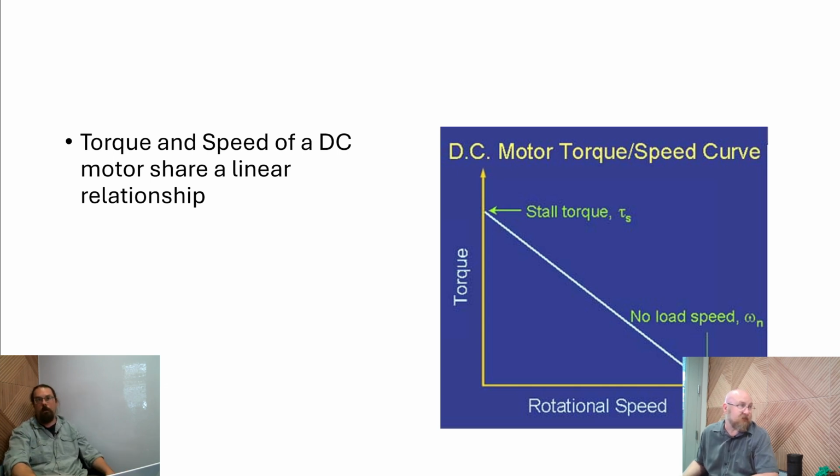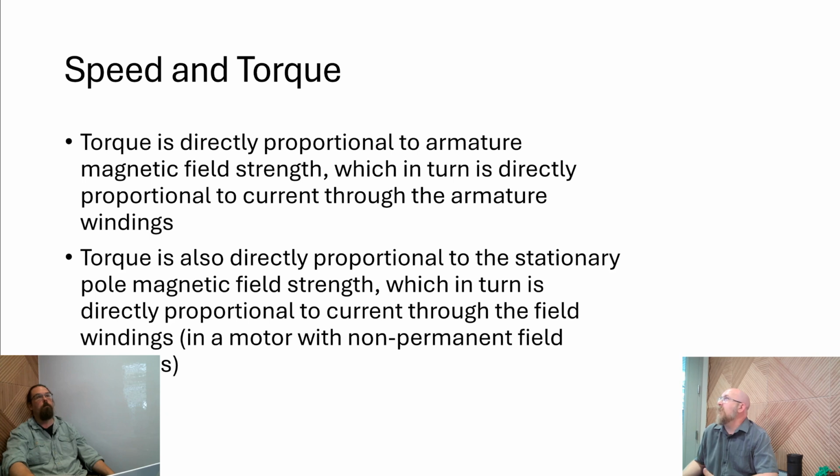This is a characteristic of DC motors that can be quite useful for a lot of applications. These torque curves that we're looking at here for DC motors are basically all linear. When it comes to different types of motors, you will see that these curves look very different. So let's take a look at this. It's proportional to the armature magnetic field strength, which is in turn due to the proportional current through the armature windings.